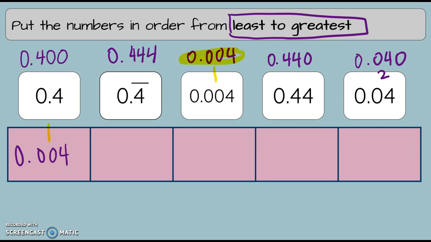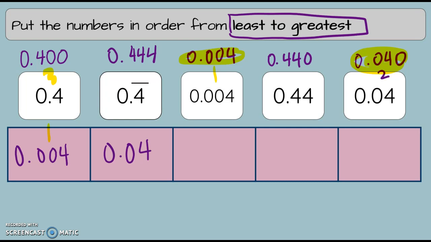Again, notice I'm going to rewrite my original. So here's my next smallest number. So in this box I would put 0.04. So that was number 2. Okay, so I'm done with that one. Now I'm comparing 400, 444, and 440. The smallest number out of those 3 would be 400. So there's my number 3.